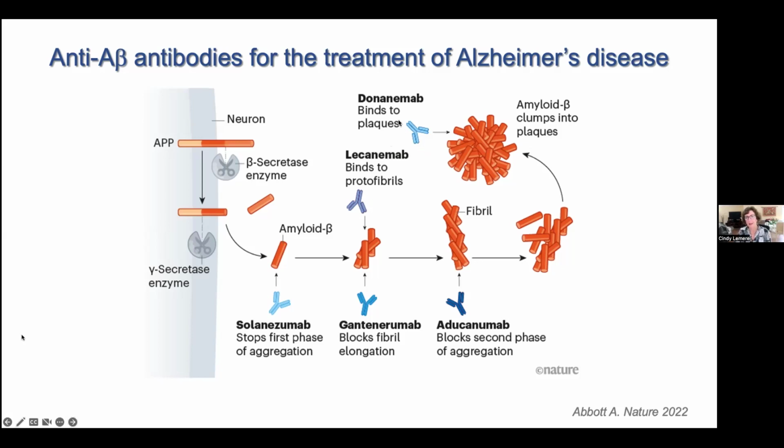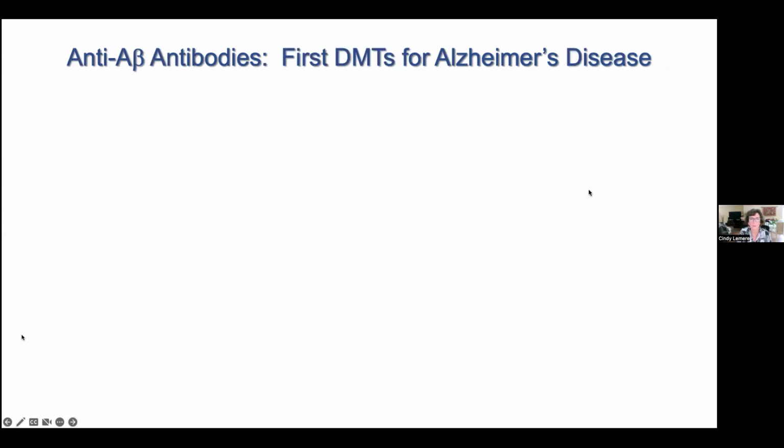And donanemab binds a protein near and dear to my heart called pyroglutamate-3 beta amyloid, which we believe is a seed for plaque deposition in the brain. And so pyroglutamate-3 beta amyloid is this N-terminally truncated and modified form. And so it has also been in clinical trials.